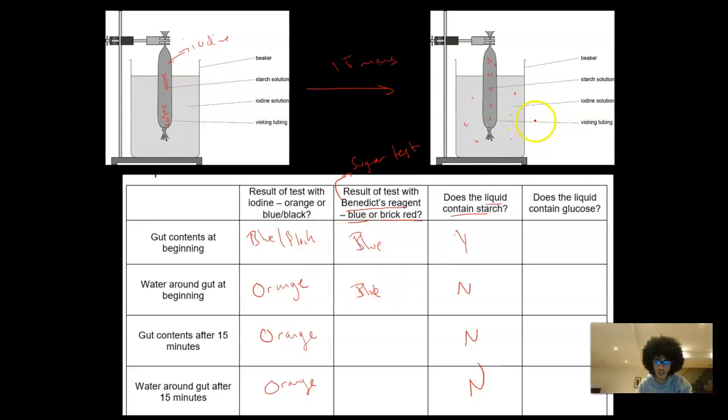Now, over time, as I showed you here, that starch is getting broken down into glucose, and then the glucose is going to start to diffuse and move through the Visking tubing because the Visking tubing is partially permeable. So you're going to have glucose here, and you're going to have glucose here. Because of that, the blue color of the Benedict's reagent is now going to start to turn brick red. So that will look red and that will look red. And the reason for that is because you now have glucose, whereas at the beginning you didn't. This experiment comes up a fair bit, so it's good to be familiar with that demo.